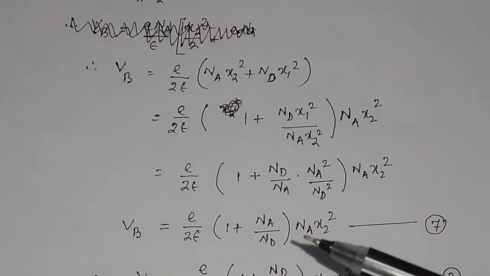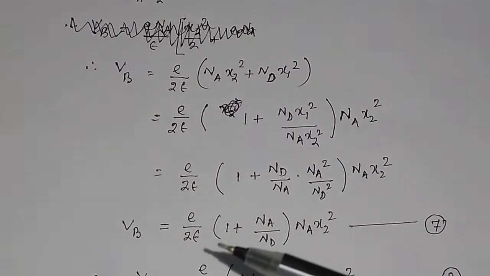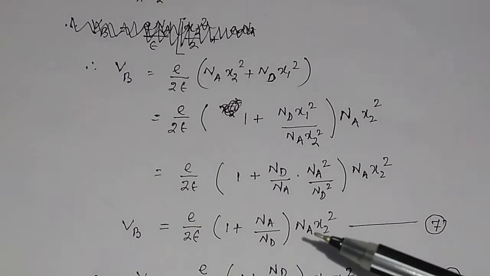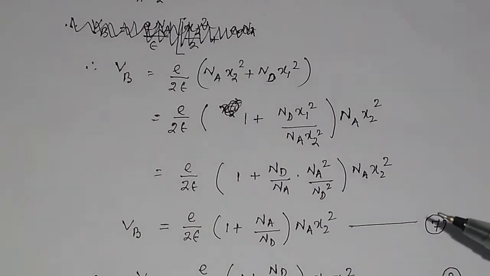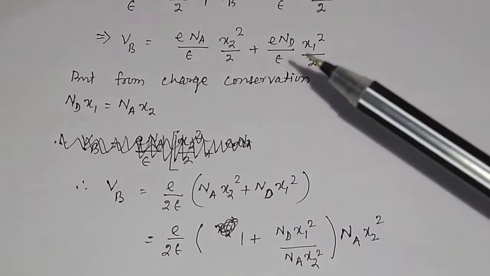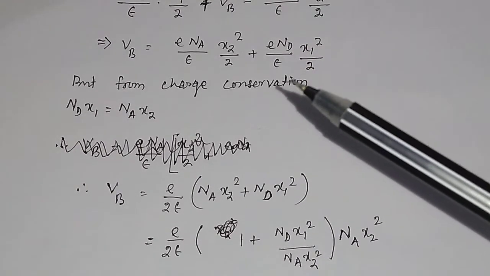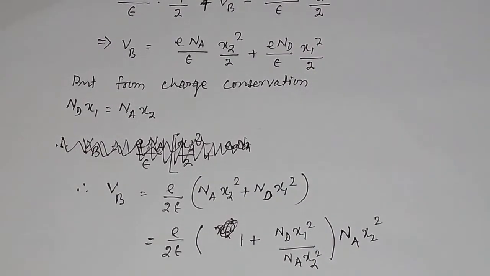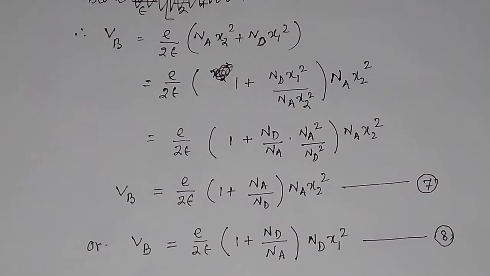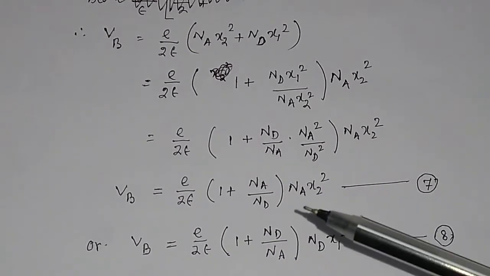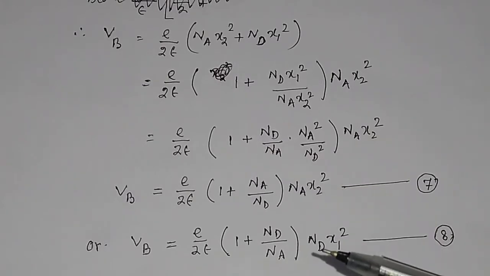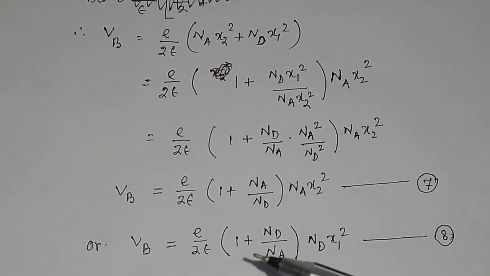And this equation, E divided by twice epsilon into 1 plus Na divided by Nd into Na x2 square. Suppose this is equation number 7. Similarly, if you take common from this equation Nd into x1 square, then you will get this equation, equation 8. You have another equation. So one equation for Na x2 square and another equation for Nd x1 square.